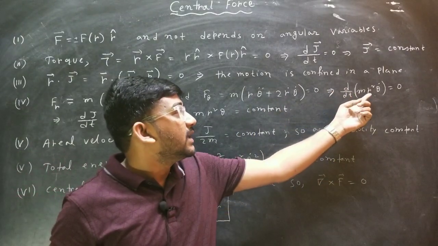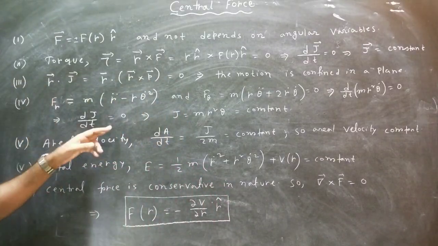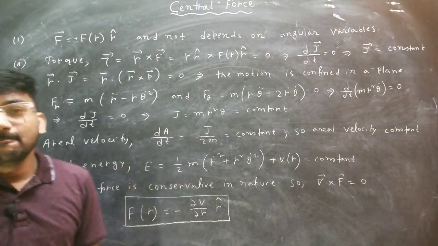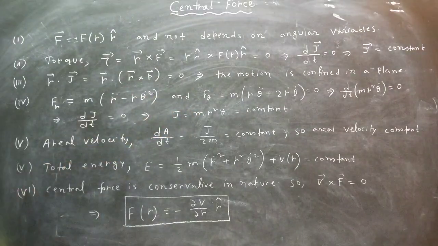What it means is that m r square theta dot is nothing but the angular momentum. So the rate of change of angular momentum is 0, that means j is equal to constant again, and here we have taken only the magnitude of j. Okay, so we can write this also from here.